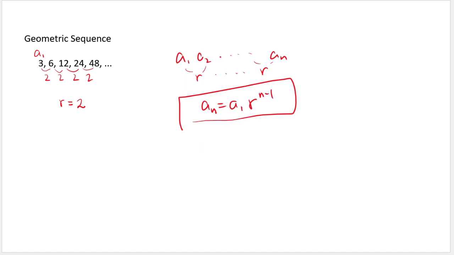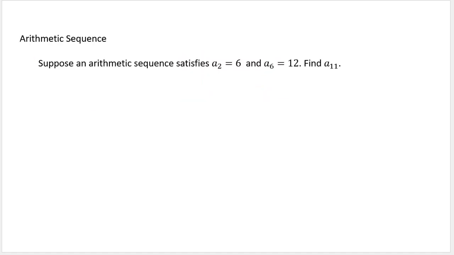All right, so for these arithmetic and geometric sequences, what kind of questions can you get? Well, there are many, and you can try some exercises, but I think the following two are probably the most challenging ones right after learning the arithmetic and geometric sequences. So let's just do two questions. So here's our first question. You have A2 equals 6 and A6 equals 12. Find A11. So how do you get A11?